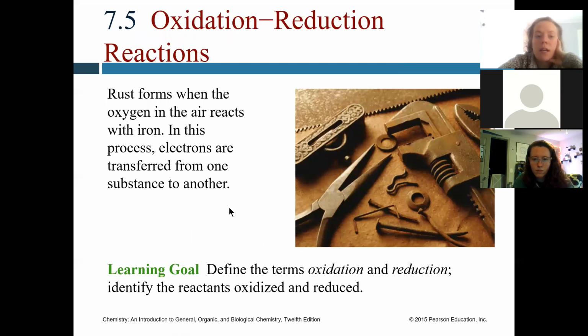Oxidation and reduction reactions. So when we get something like rust, that is happening when iron reacts with the oxygen in the air. In this case, there is a transfer of electrons from one substance to another. And we define the transfer of electrons as one thing being oxidized, one thing being reduced, depending on if it's gaining or losing an electron.